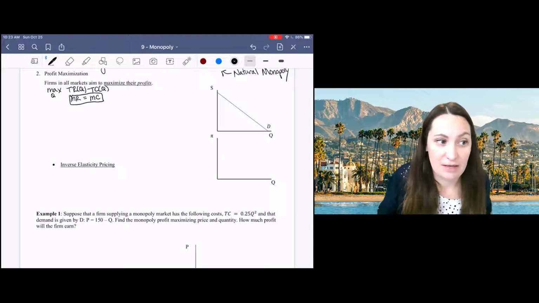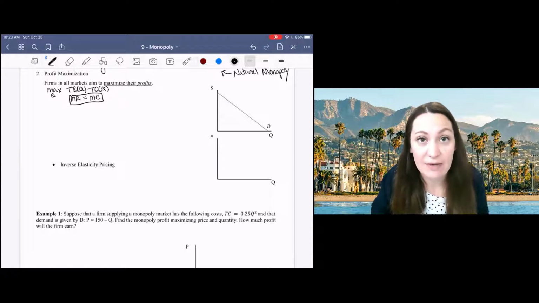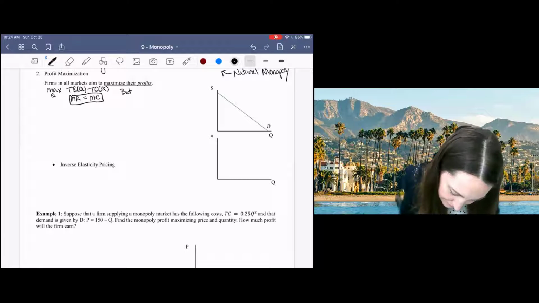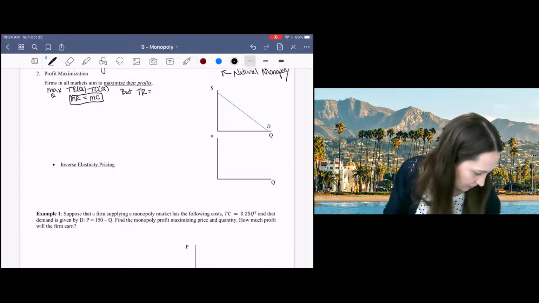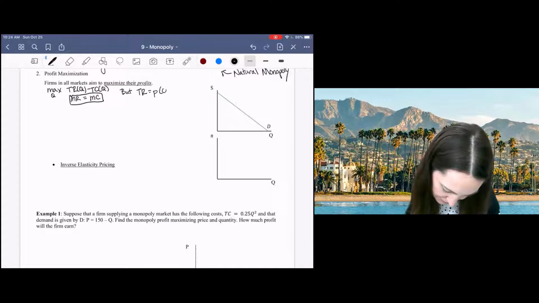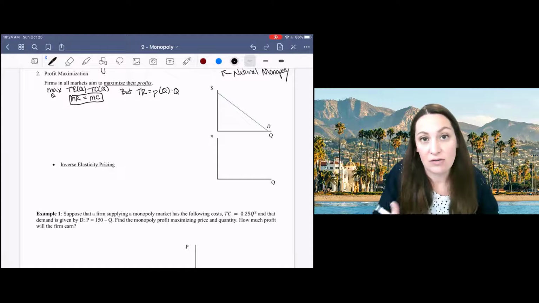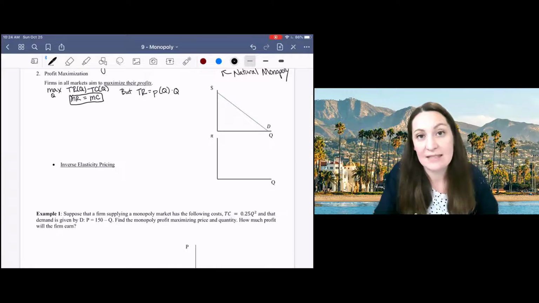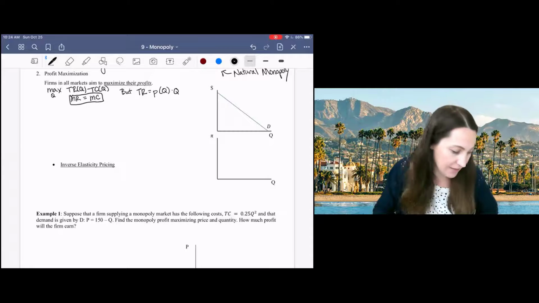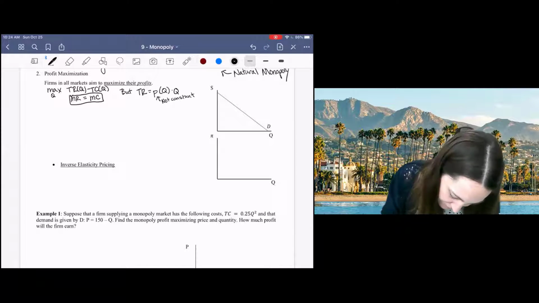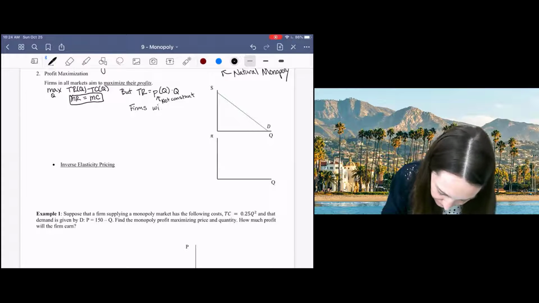In competition, marginal revenue was just equal to price because price was constant. But here, price is no longer constant. The price that we charge is also related to the quantity that we sell because demand is no longer perfectly elastic like it was in perfect competition. Demand is downward sloping. Firms with market power face a downward sloping demand curve.